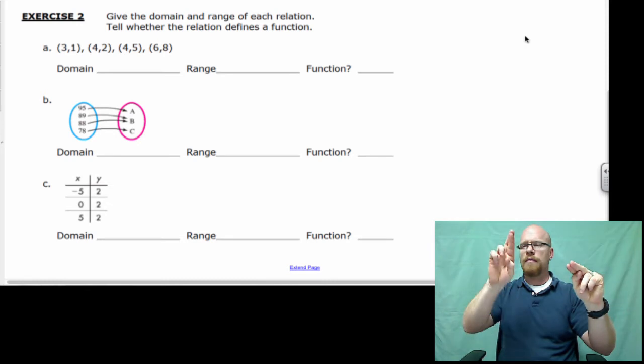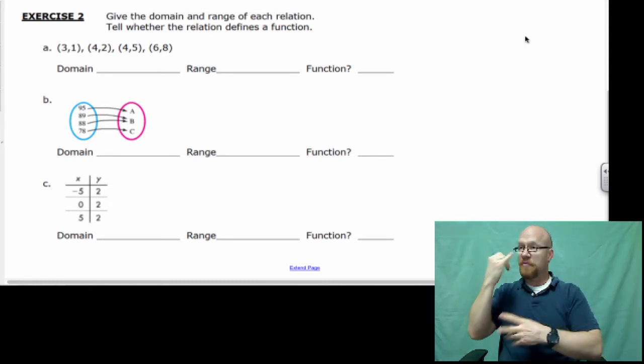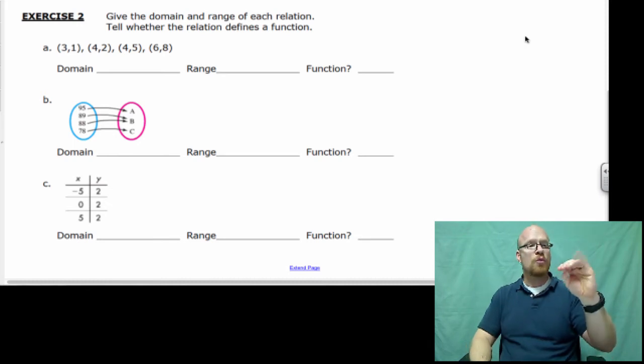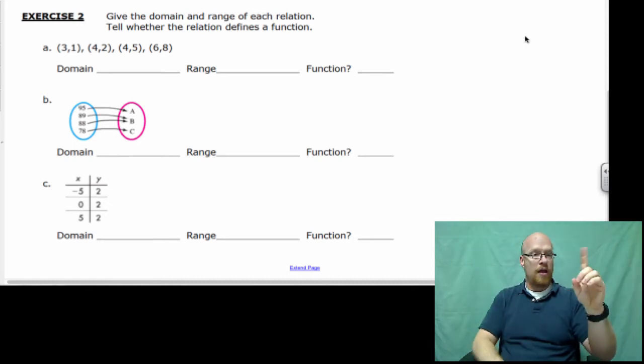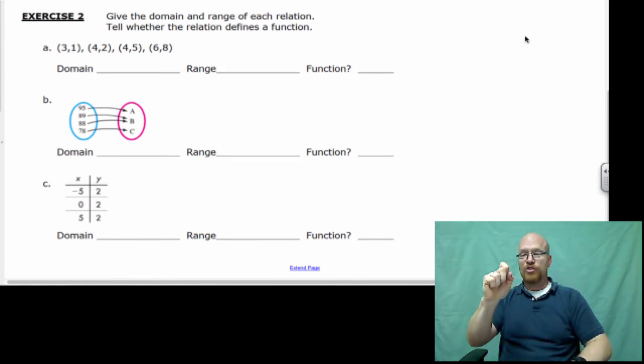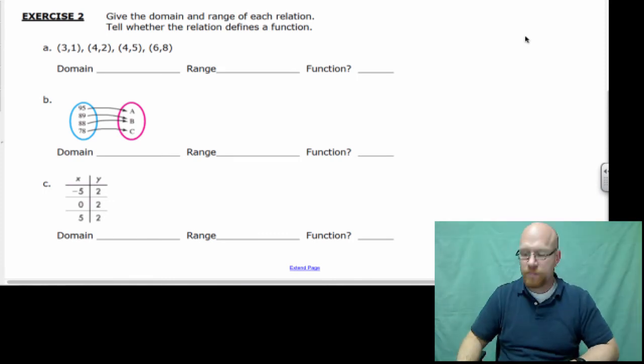We're going to talk about domain and range with these. And also decide if it's a function or not while we're working on it. Now, domain relates to the input, what you put in, and the range is what comes out.